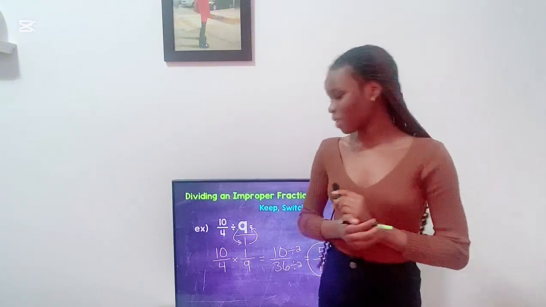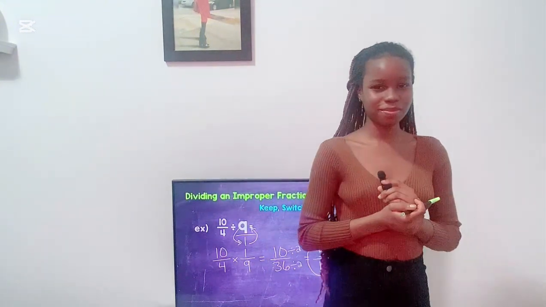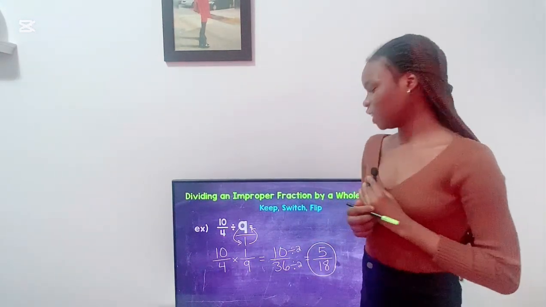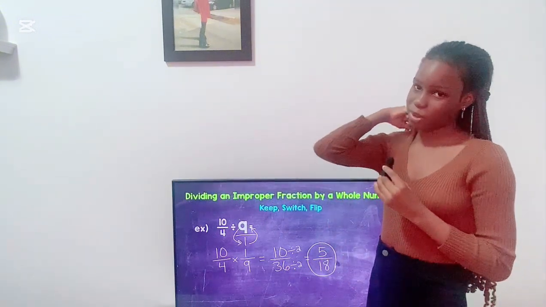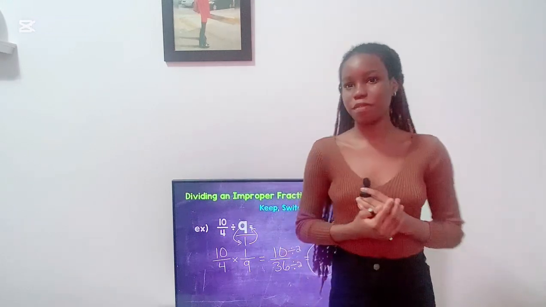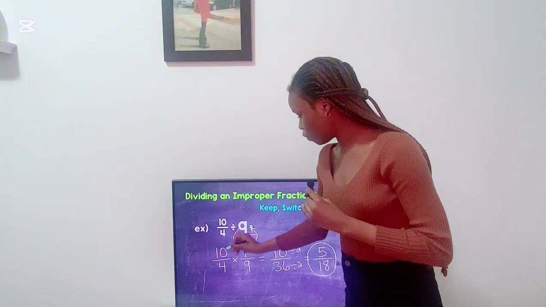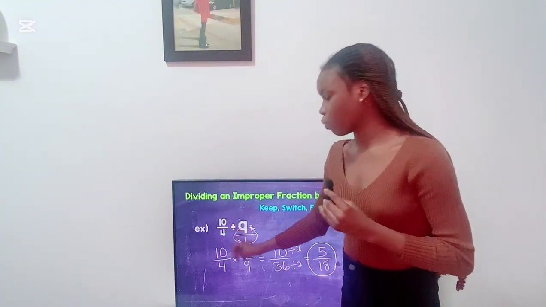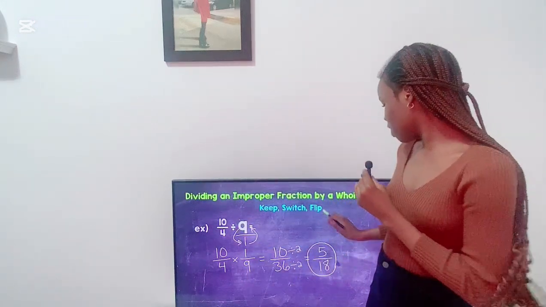All right, class, who can solve this? Who can solve 10 over 4 divided by 9? Can anybody tell me? I would like to solve it, teacher. So the first thing we're going to do is our keep, switch, flip method, which is a method everybody must know, especially when it comes to improper fractions. So for our example, we have 10 over 4 divided by 9. We'll keep this 10 over 4 the same. We will switch, so division becomes multiplication, and we flip.